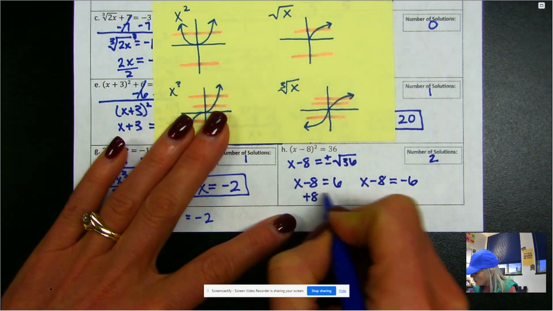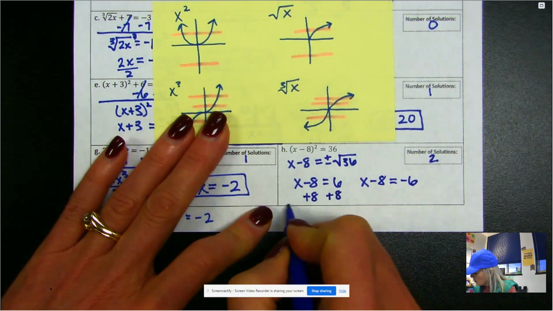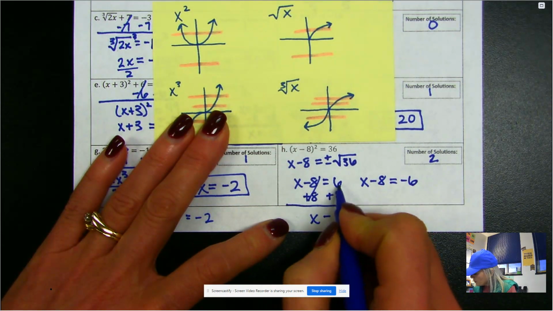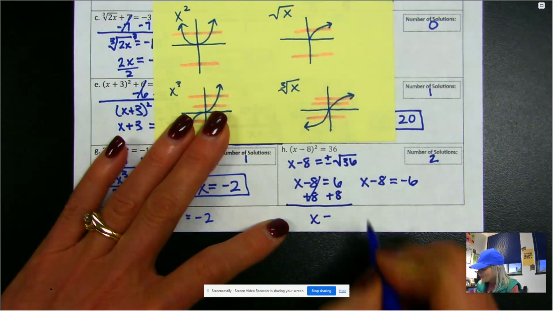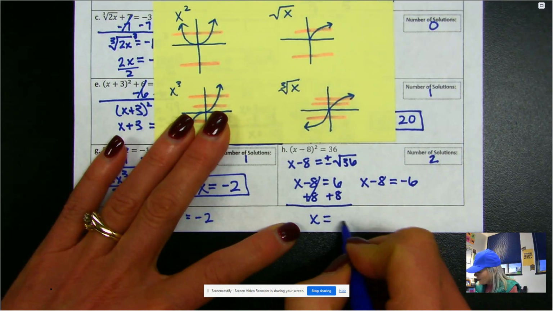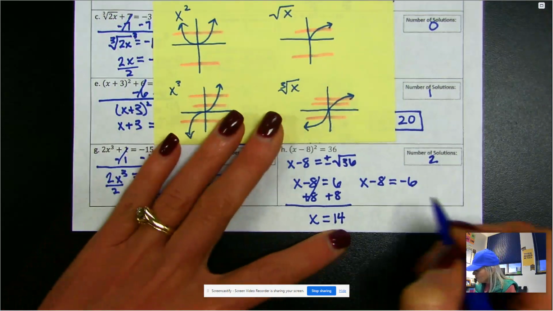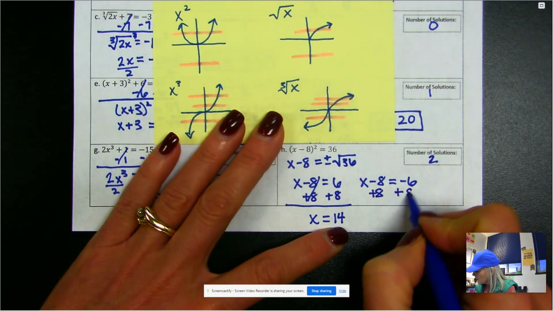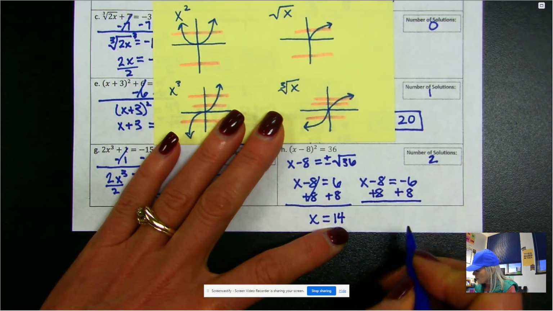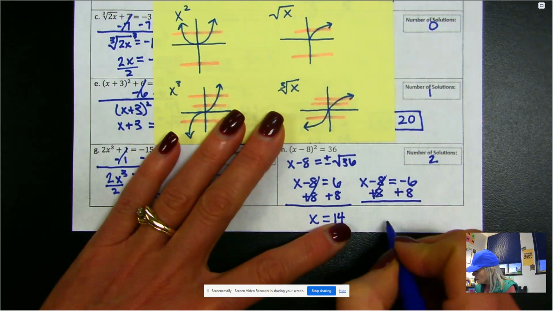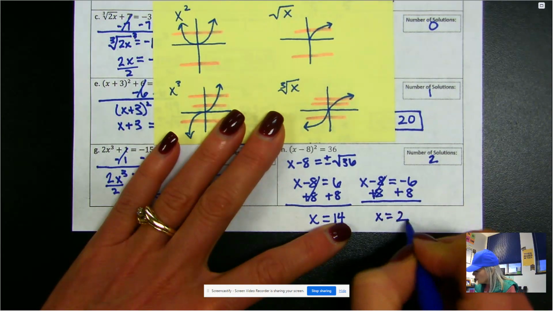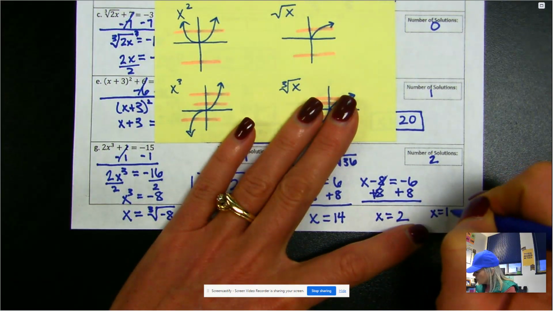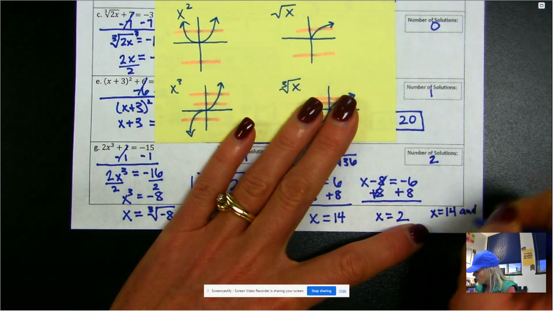So add the 8 over here, and we get x equals 6 plus 8 is 14. And then add the 8 on this one. And negative 6 plus 8 is 2. All right, so our two solutions, x equals 14 and 2.